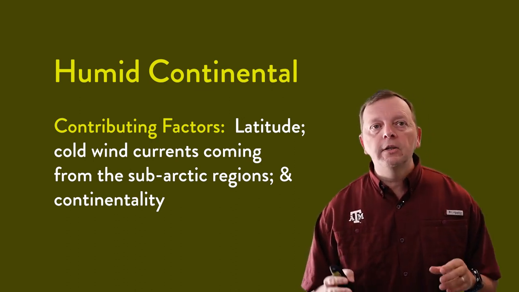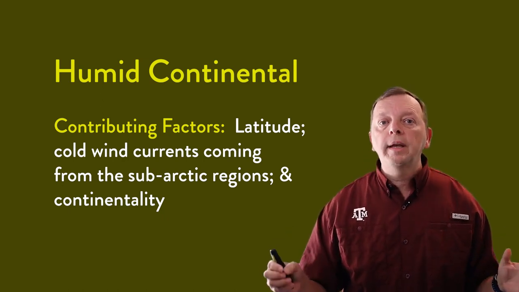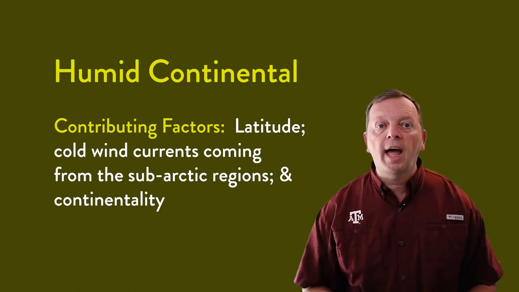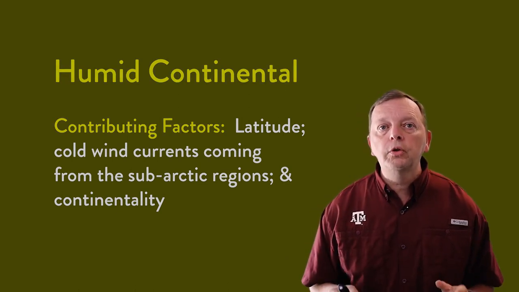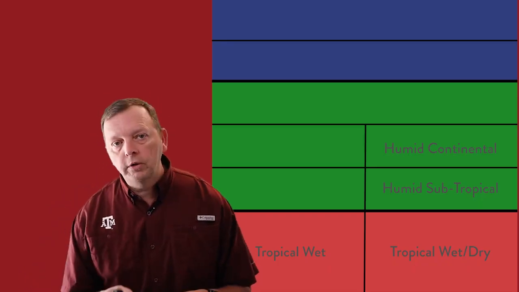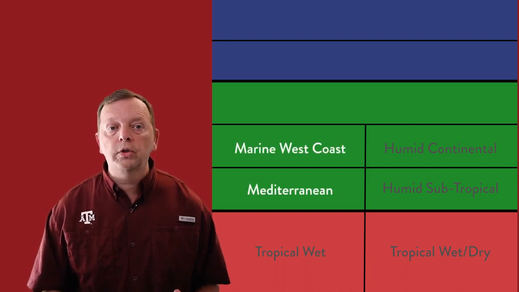Remember, continentality is a function of a region being further separated from the ocean currents. The further an area is from the ocean, the less of an effect that the ocean's currents will have on that region. So these are our two temperate East Coast climates. Now let's look at our two West Coast climates in the middle or the temperate latitudes. These are the Mediterranean and the marine West Coast climates.